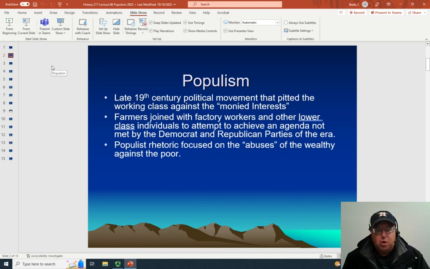Farmers, factory workers, working class Americans, lower class Americans, many begin to argue during this era that the political parties of the day, the Democrat and Republican parties, did not meet the needs of regular people, that they were in bed with the moneyed interests or the special interests. And so populism is a political movement that focuses on having farmers' and factory workers' political needs met. Populist rhetoric focused on the abuses of the wealthy against the poor.